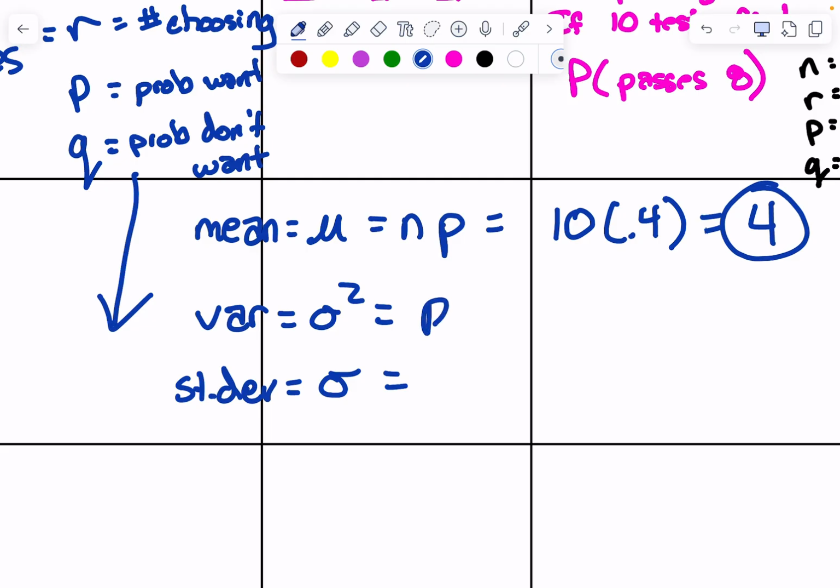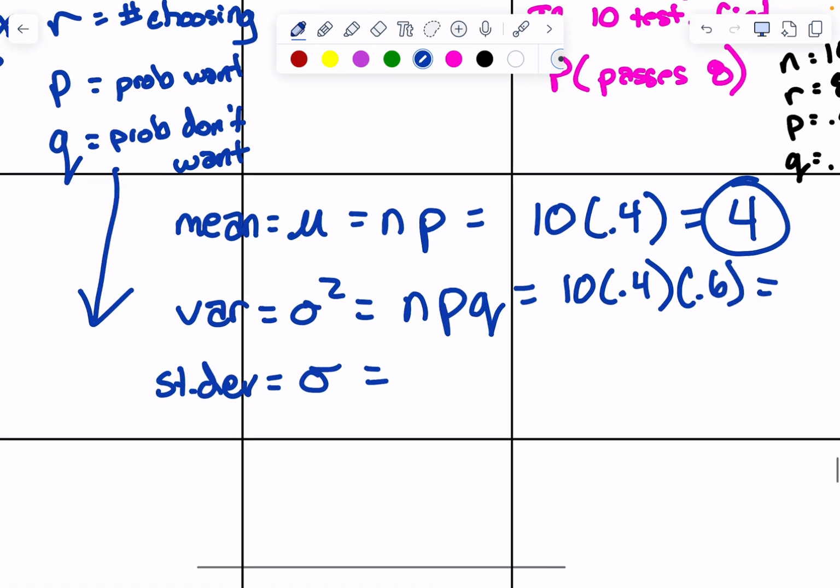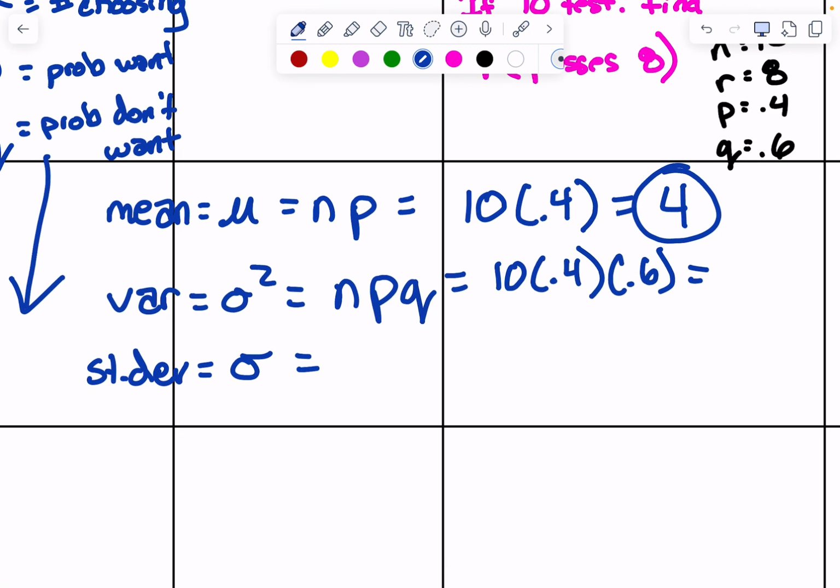Variance is N times P times Q, which is 10 times 0.4 times 0.6. You can do that in your head. 10 times 0.4 is 4. What's 4 times 0.6? 2.4, right? 4 times 6 is 24.